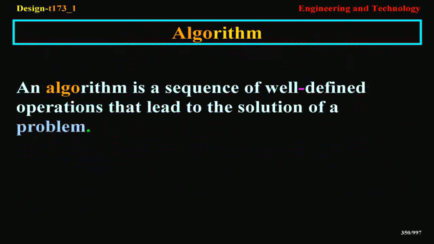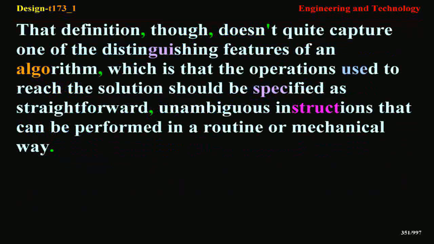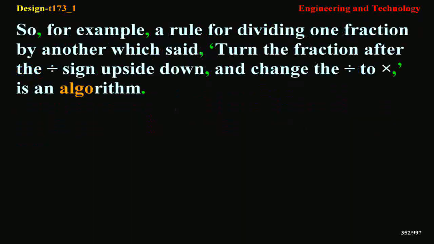Algorithm. An algorithm is a sequence of well-defined operations that lead to the solution of a problem. That definition, though, doesn't quite capture one of the distinguishing features of an algorithm, which is that the operations used to reach the solution should be specified as straightforward, unambiguous instructions that can be performed in a routine or mechanical way. So, for example, a rule for dividing one fraction by another which said, turn the fraction after the division sign upside down, and change the division sign to a multiplication sign, is an algorithm.